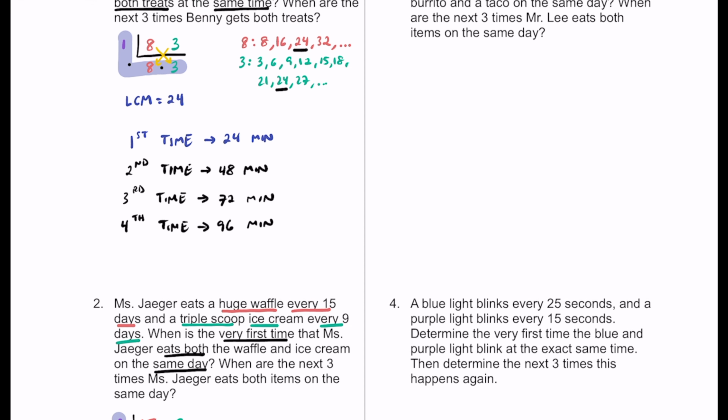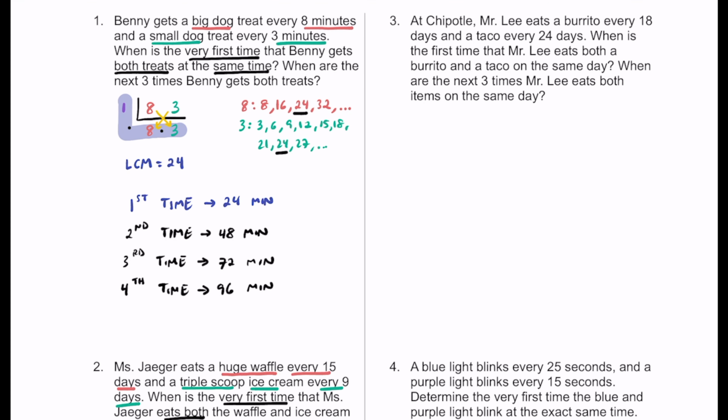Here's number 3. For number 3, it looks like Mr. Lee is going to be eating a burrito every 18 days. So the burrito is being eaten every 18 days. And then the taco is going to be eaten every 24 days. The question is, when is the very first time that Mr. Lee eats both a burrito and a taco on the same day?